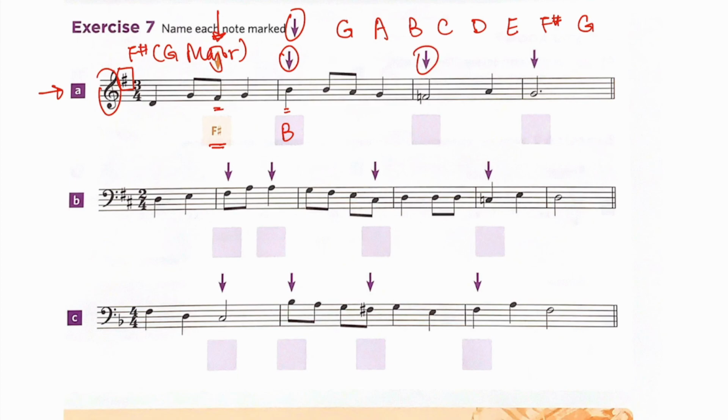Next, we have an F here in treble clef. And there is a natural sign in front of the F. So this is an F natural because the natural sign cancels the key signature. Last arrow, we have a G in treble clef, and again, G is not affected by the key signature.